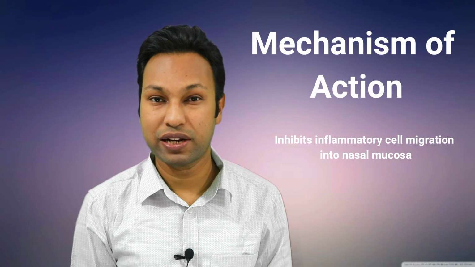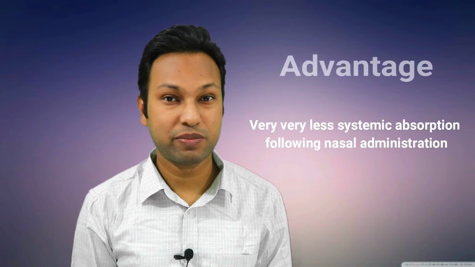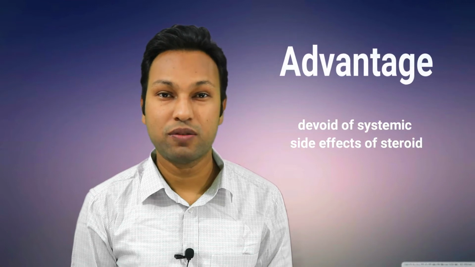How do these nasal sprays work? They inhibit the migration of inflammatory cells into the nasal mucosa and thus prevent late phase allergic reaction. These steroid nasal sprays are advantageous because they have very less systemic absorption, thus devoid of systemic side effects. Fluticasone and mometasone have very less systemic absorption, thus they can be used in the pediatric age groups from the age of 2 to 4 years. But minor growth retardation has been seen in children who are using beclomethasone nasal spray.